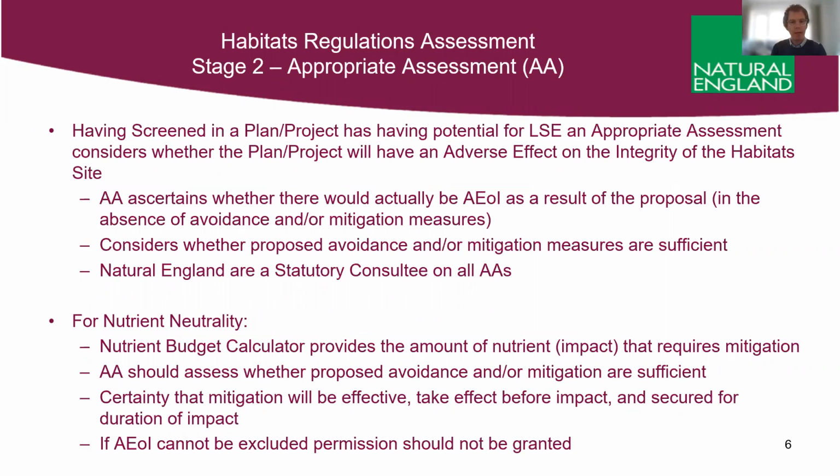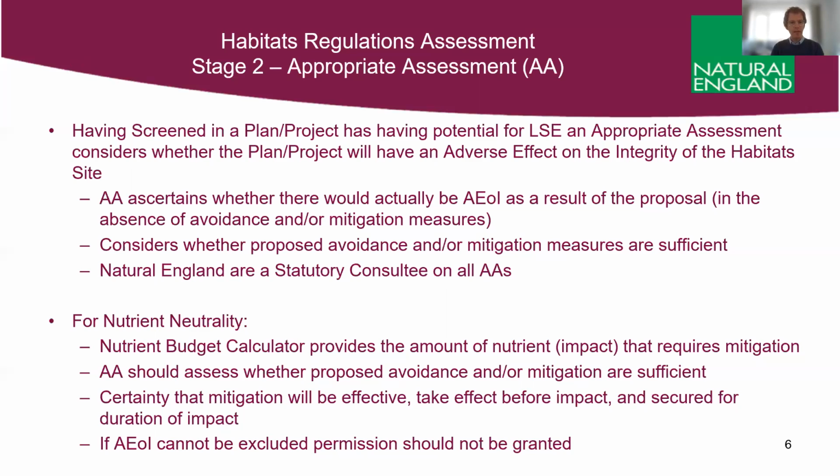So where plans or projects can't be screened out as not having a likely significant effect, the next stage is to go forward to undertake an appropriate assessment, which is essentially an assessment of whether or not there would actually be an adverse effect on the integrity of the European site as a result of the proposal. And that initially would be in the absence of avoidance or mitigation measures. You can then, obviously at appropriate assessment, consider the mitigation measures that are proposed to form a view as to whether, in light of those measures, there would still be an adverse effect. Again, highlighting that Natural England are a statutory consultee on all appropriate assessments. So Natural England have to be consulted on any appropriate assessment.